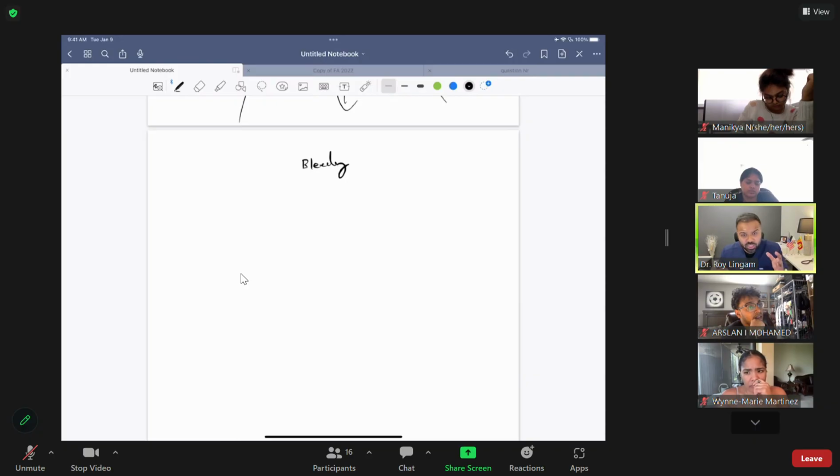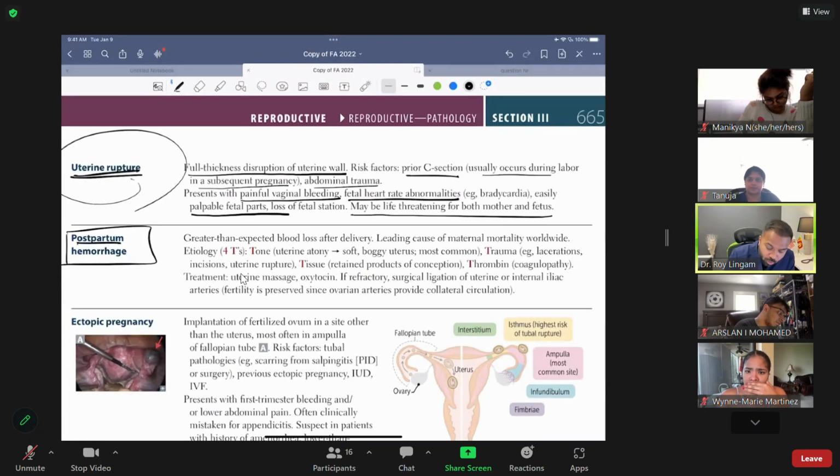Because there's always some bleeding. They also massage the uterus because remember, it was this size. Now it's like a big balloon. It has to go down. So the bleeding is always there, but sometimes the bleeding can be excessive, folks. That means they are bleeding more than what they expect. That's called postpartum hemorrhage. It's greater than expected blood loss after delivery.